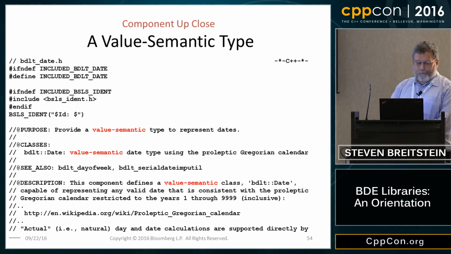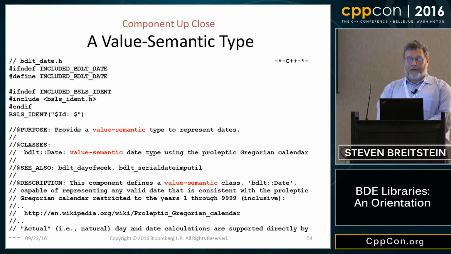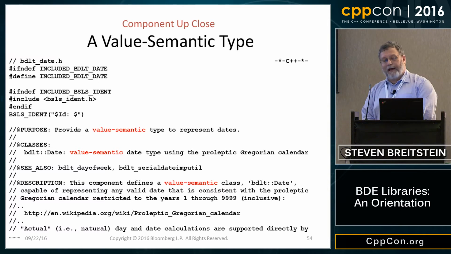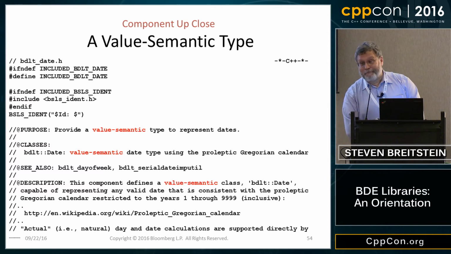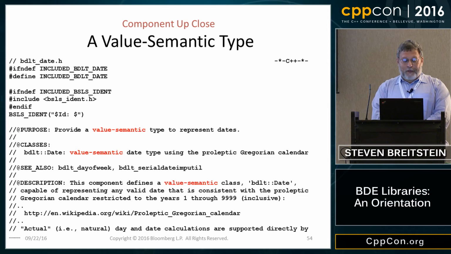Okay. Let's go back and look at our component level doc again. Provide a value-semantic type to date. The class is a value-semantic date type. This component defines a value-semantic class. Does the author of this page, John Lakos, by the way, expect you to know what a value-semantic class is?